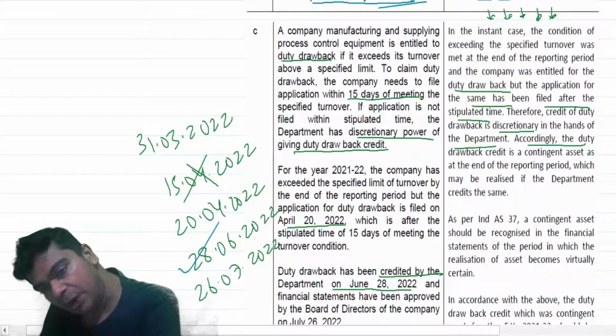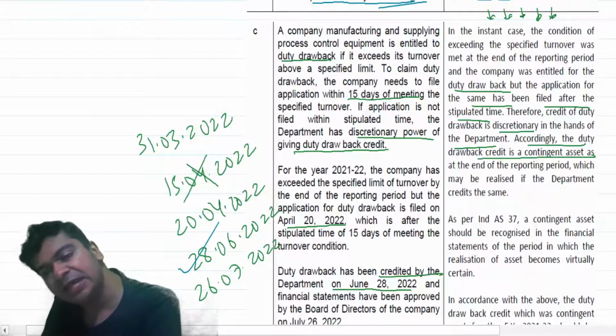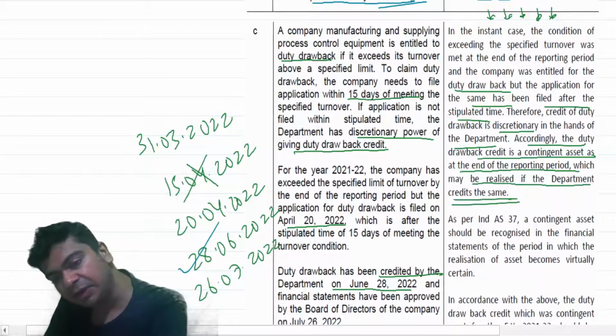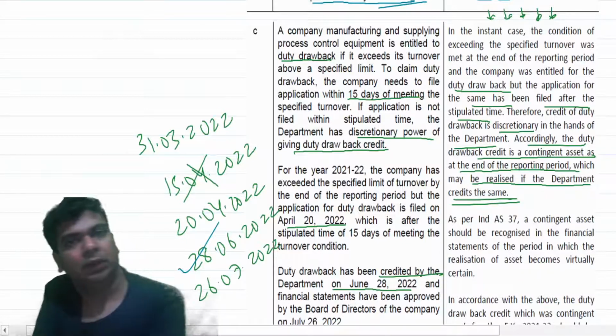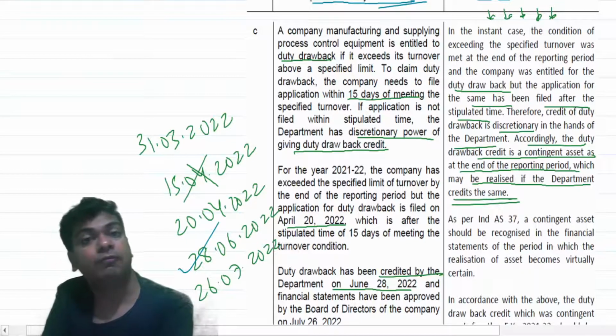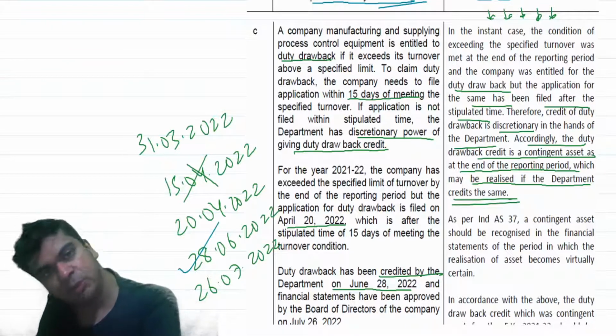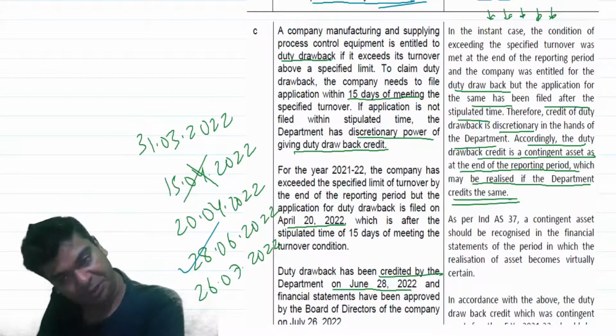Accordingly, the duty drawback credit is a contingent asset as at the end of the reporting period, which may be realized if the department credits the same. That's what is happening here. The inflow of resources is probable. Probable means probability is more than 50%.